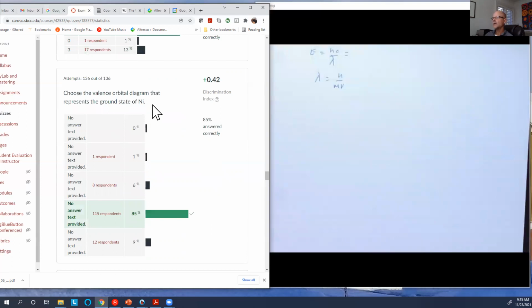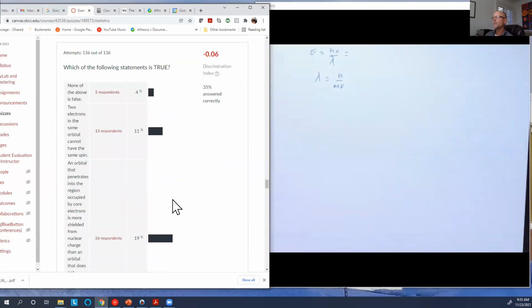Choose the valence orbital diagram that represents a ground state of nickel. I don't have a picture for this one, but most of you got that, so I think we're in good shape for that one.